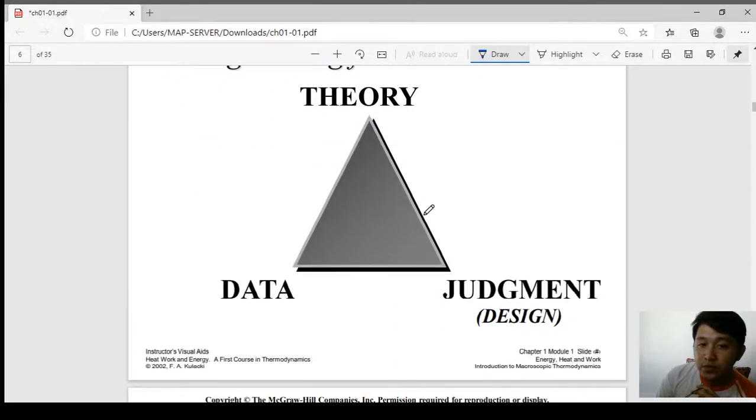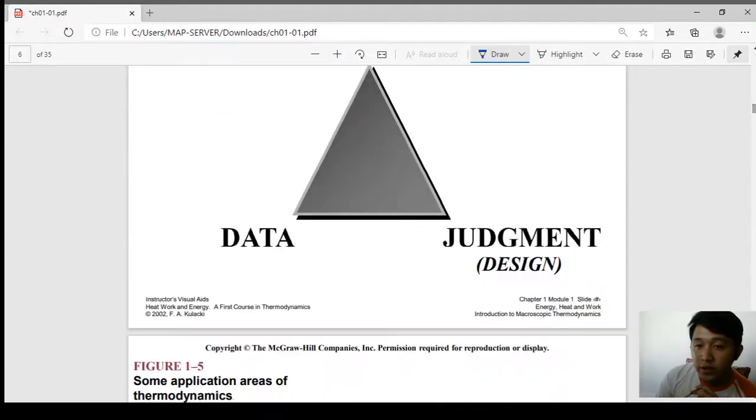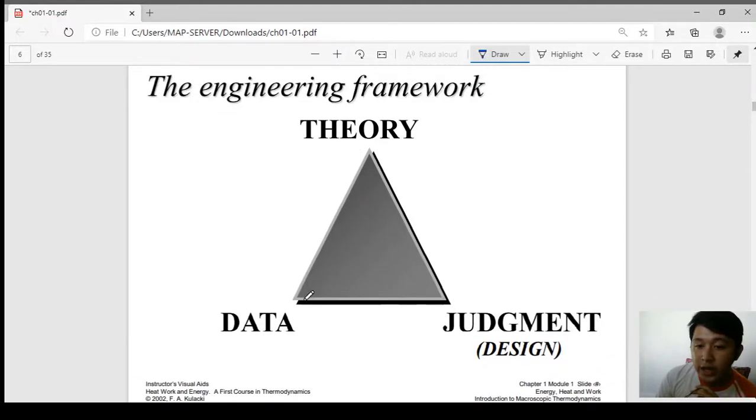So next, let's move on to the engineering framework. We have the engineering framework: the theory, the data, and judgment or design. In the theory, we have the different laws. We have thermodynamics, fluid mechanics, mechanics, everything is here in the theory. Then we have the data. So the engineering framework, guys, is the same as the research framework.